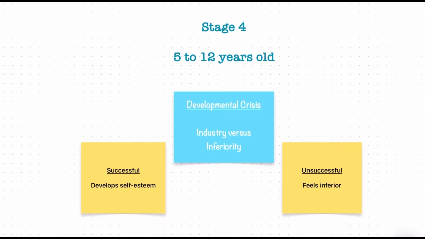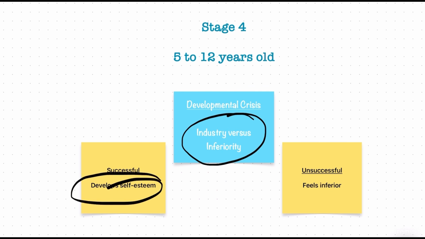Next on, we have stage 4, 5 to 12 years old. Here, the developmental crisis is industry versus inferiority. In this stage, children compare themselves to their peers, working towards achieving competence and productivity in school, sports, etc. Success leads to a sense of accomplishment, while failure can result in feelings of inferiority and lack of self-worth.